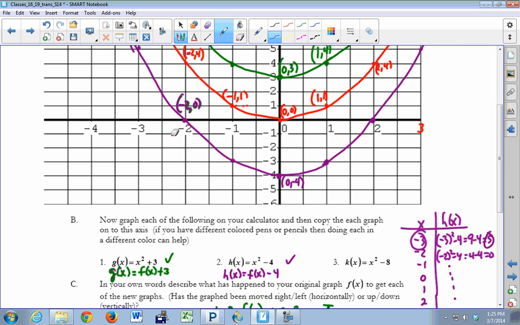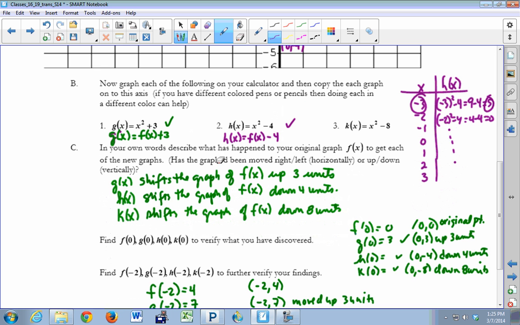On h of x, which is this purple graph, all your points have been decreased, or moved down, by 4 units. So h of x shifts the graph of f of x down 4 units. We're literally just moving our original graph up and down the y-axis, by whatever number appears after x squared. And k of x, even though I didn't graph it, would shift the graph of f of x down 8 units.